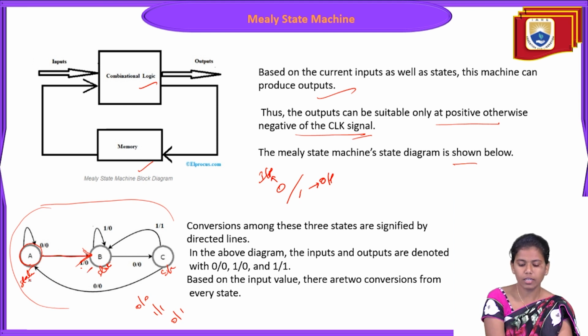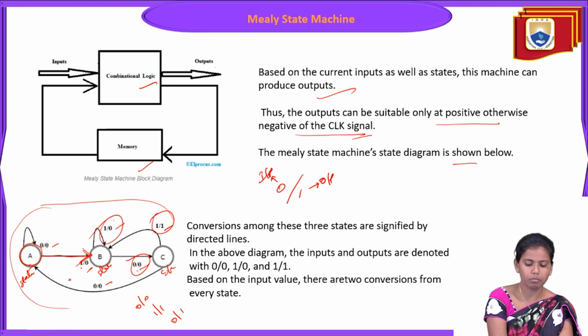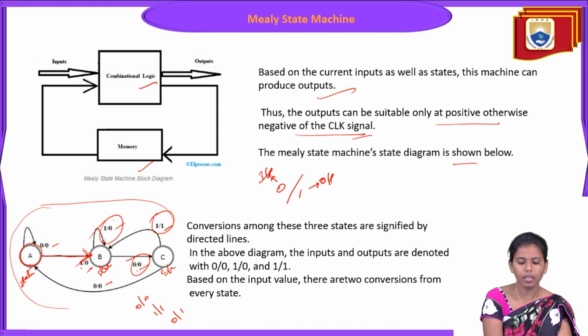So we see the outputs are denoted by 0 by 0, and so on. These are the outputs, whereas before the slash they are called the inputs. So here, 0 by 0, 1 by 0 and 1 by 1, 1 by 1, 0 by 0 and 1 by 0. These are nothing but the inputs and outputs of that particular state.